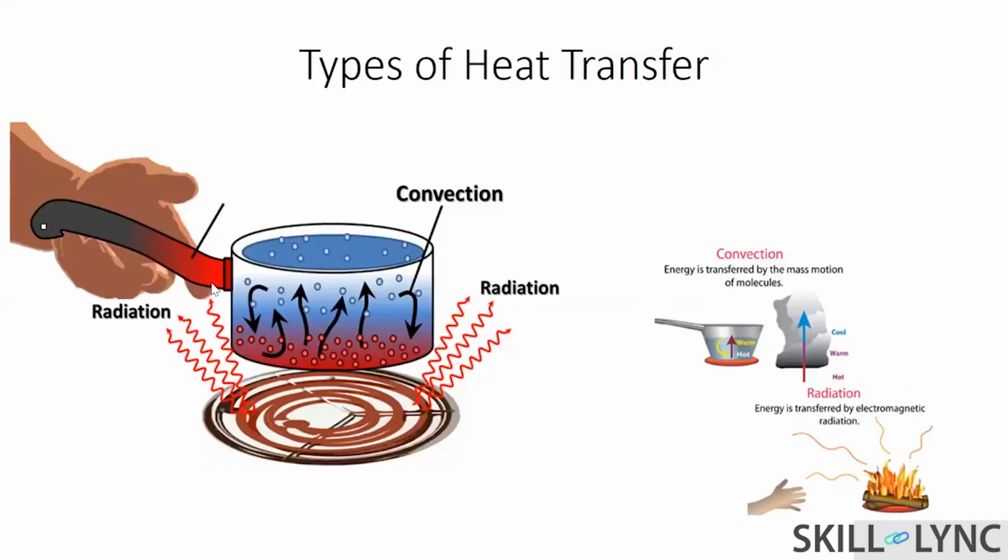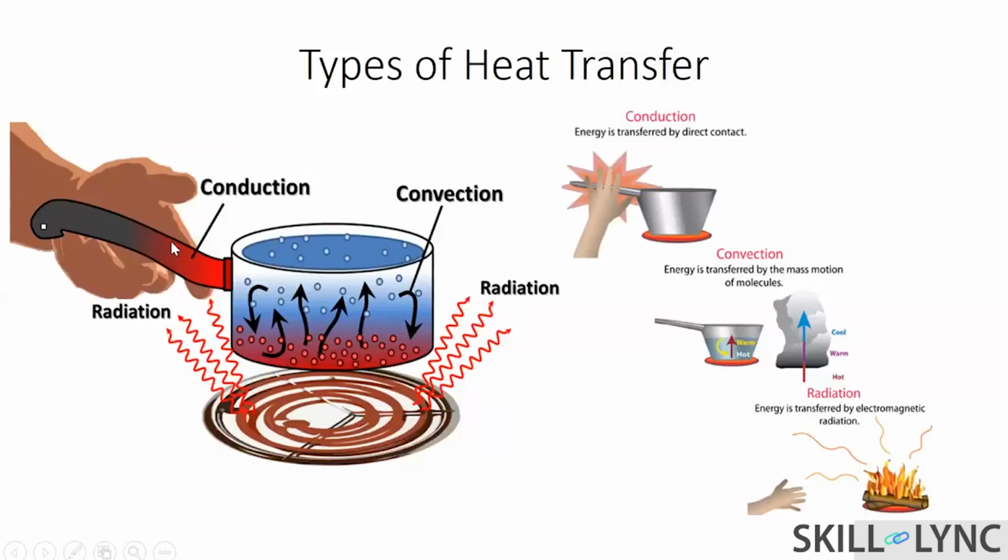And as the pan gets heated, let's say this handle should be insulated, but let's say both are all metals, and when you try to touch it, there's going to be heat transfer going on, right? And energy transferred due to direct contact is what we call conduction. So I thought of taking this simple example to explain heat transfer.